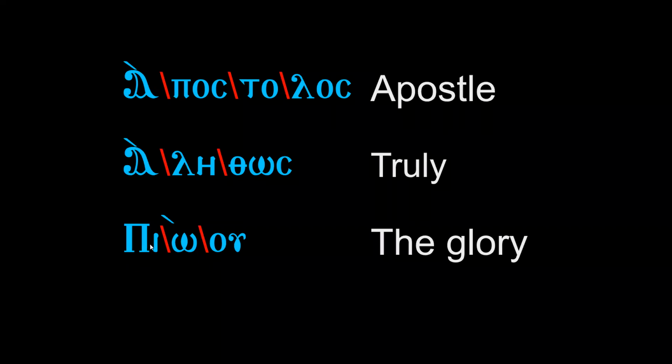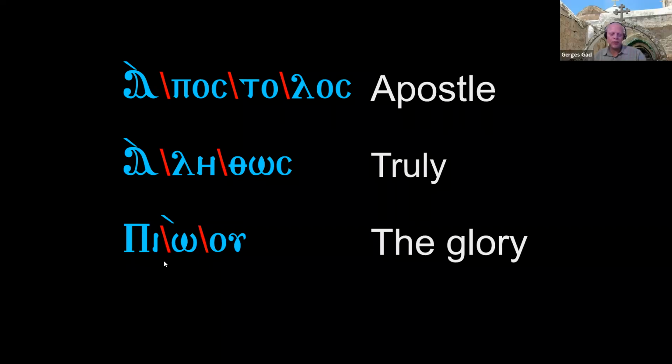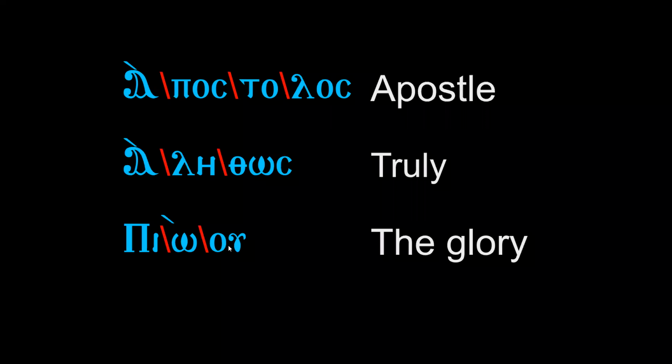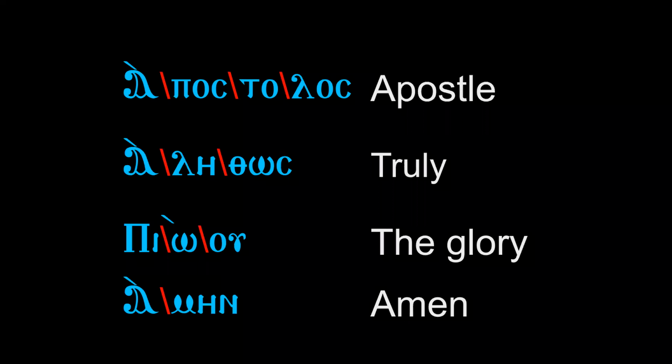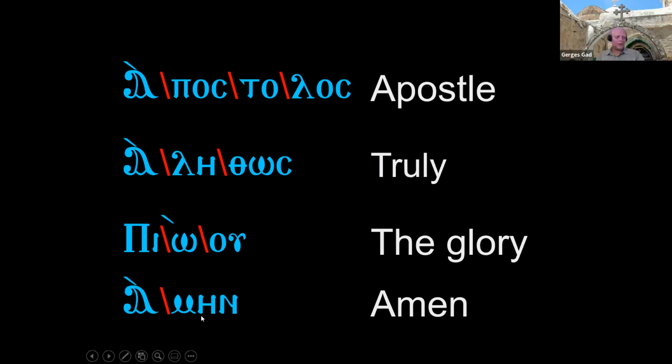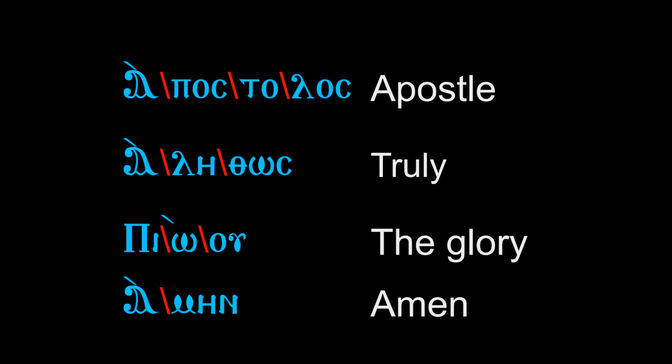We break it down. So the P and the Yota is P. Right. And then the U is P-A, and then the O epsilon U. P-A-U. Which means the glory. P-A-U. Okay. Next one. Very easy one. I think all of us can say this. Yeah. Amen. Amen. And the lesson is finished. Amen.